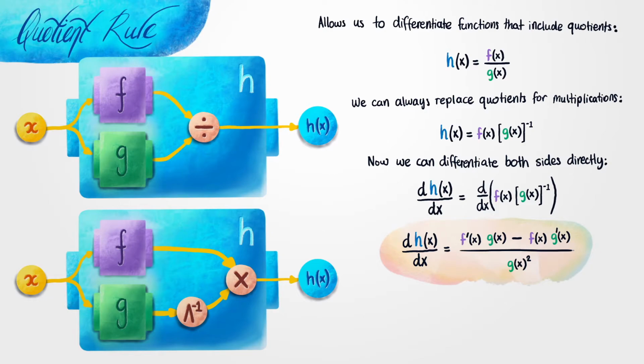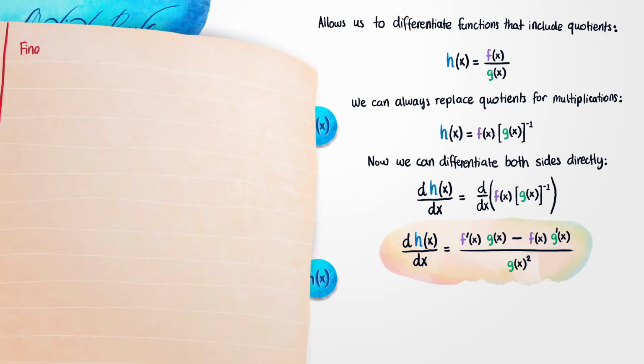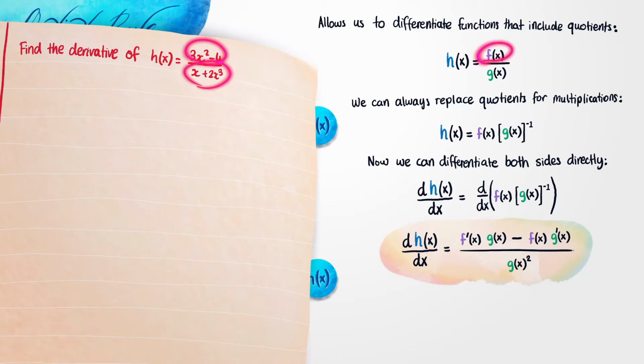Now before I conclude, I should also show you how to use this formula. So let me go ahead and bring up an example and we'll work through it together. Okay, so as you can see here, we'd like to find the derivative of this function over here, (3x squared minus 4) on (x plus 2x cubed). In order to do this, we should recognize that this top function over here is just f, and the bottom function over here is just g.